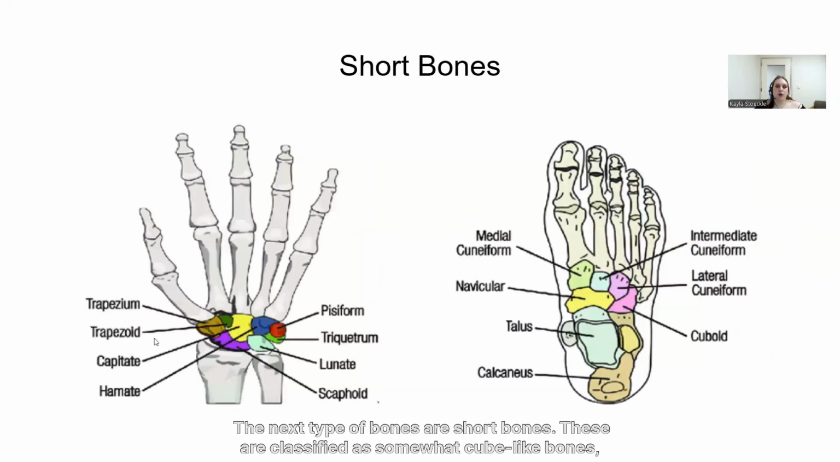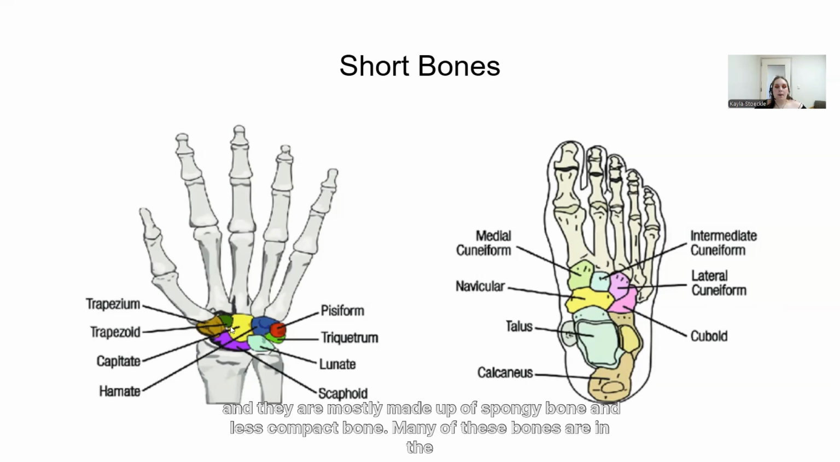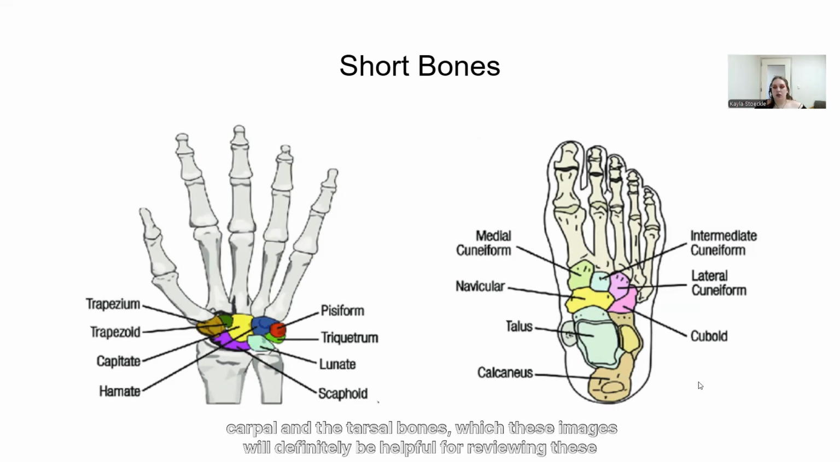The next type of bones are short bones. These are classified as somewhat cube-like bones, and they are mostly made up of spongy bone and less compact bone. Many of these bones are in the carpal and the tarsal bones, which these images will definitely be helpful for reviewing these types of bones when you get to the appendicular skeleton. So I will also be including a link to this slideshow with all of these images so you can study them later.